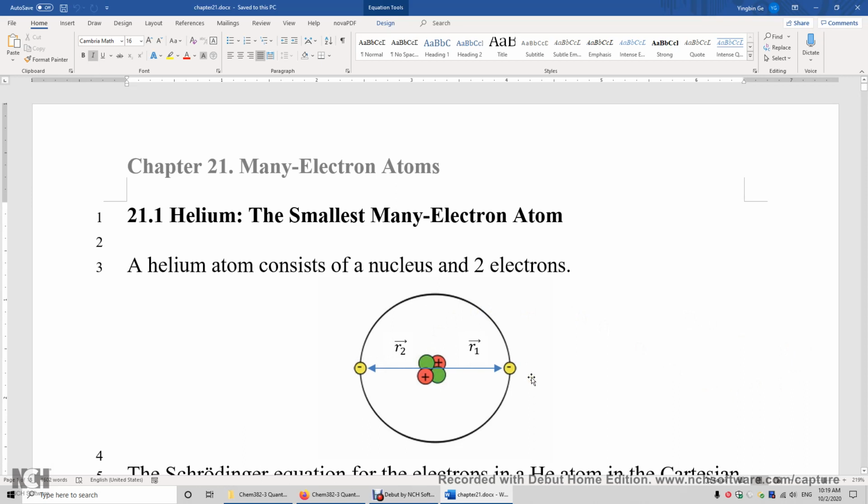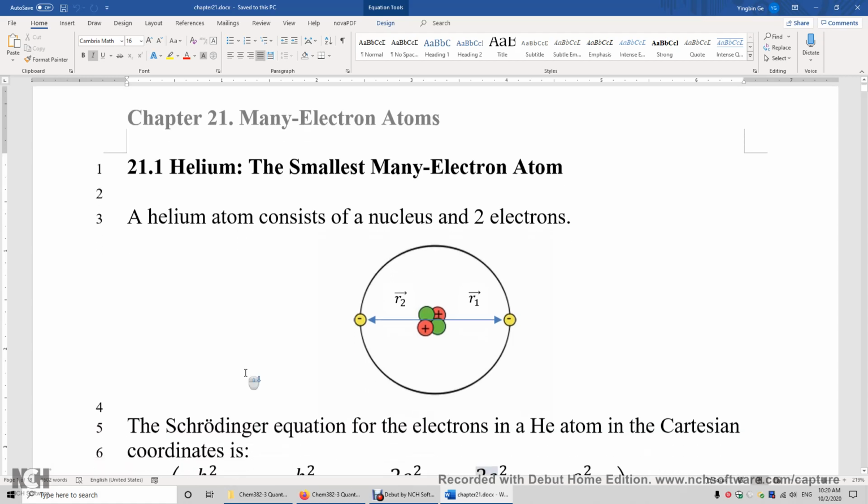We can use two vectors, R1 and R2, to specify the positions of the two electrons. Pay attention here. This is a little misleading. The magnitude of R1 can be different from the magnitude of R2, and they do not have to point to the opposite directions. So you can have one electron here and a second electron maybe here. That's possible. So these two electrons may appear in any position in the entire space.